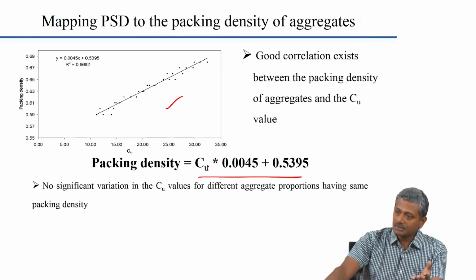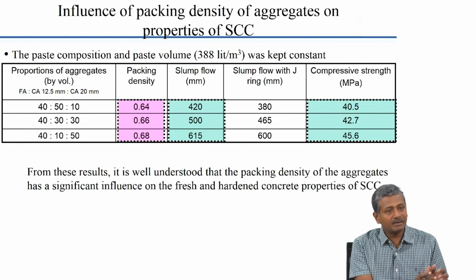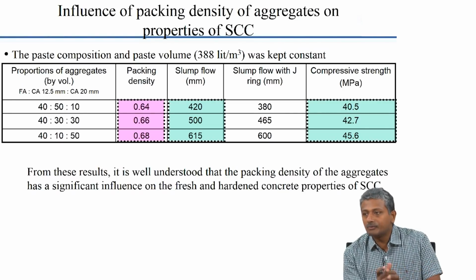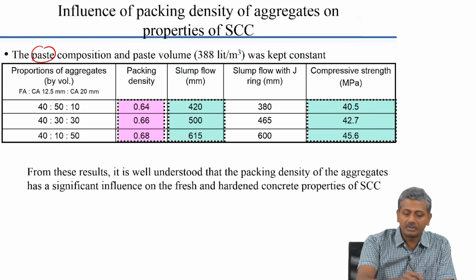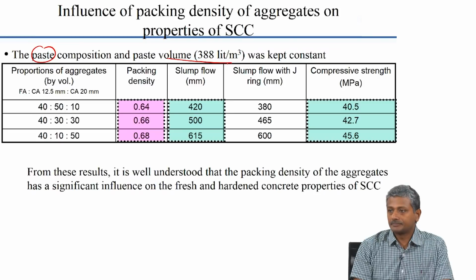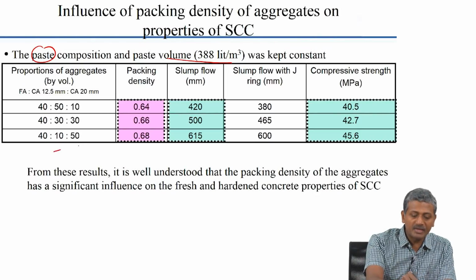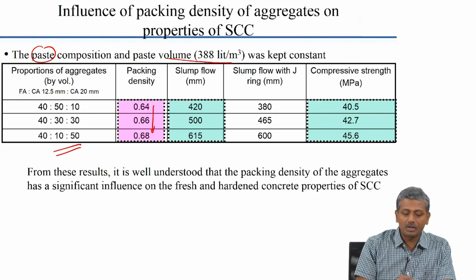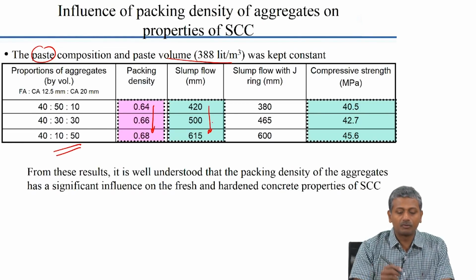So, this correlation, we looked at a number of different types of aggregate, it seemed to work quite well for the design of SCC. Using this system of combining the aggregate proportions, we wanted to see whether it really works well in concrete or not. So, to do the concrete design, we kept the paste composition and paste volume constant. The paste volume was 388 liters per cubic meter, that means the aggregate volume was 612 liters per cubic meter, right. So, the proportions of the aggregates that were giving different packing densities from 0.64 to 0.68 were chosen, and then we tried to look at the effect on slump flow.